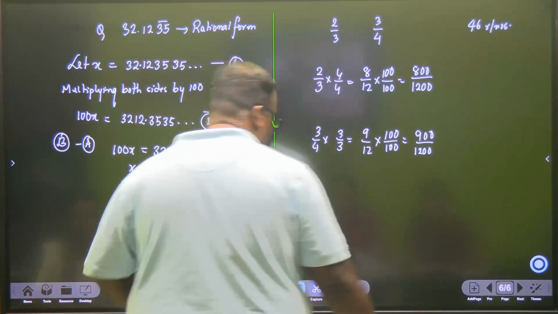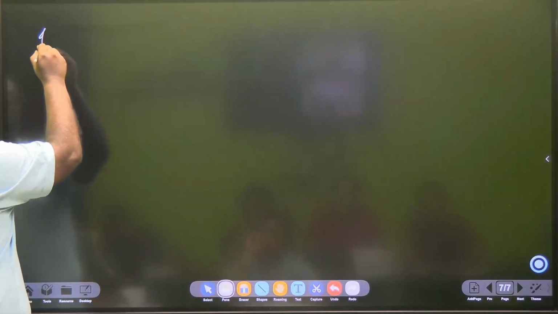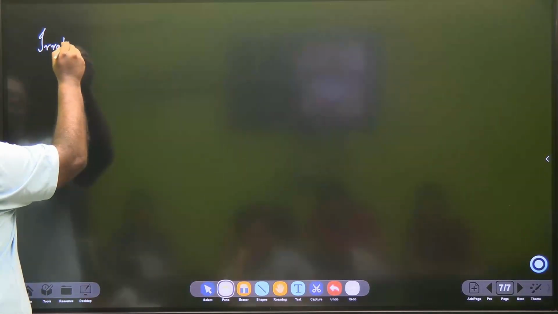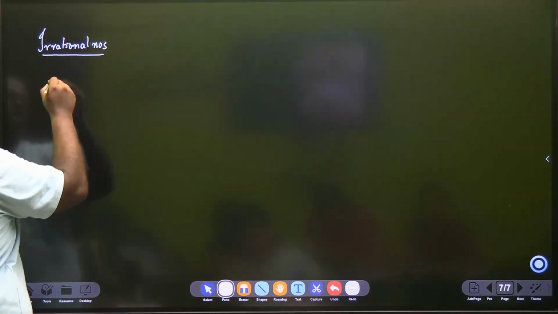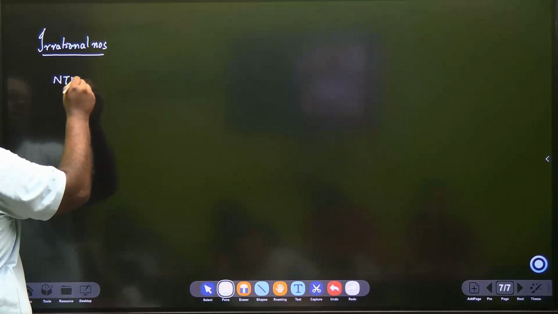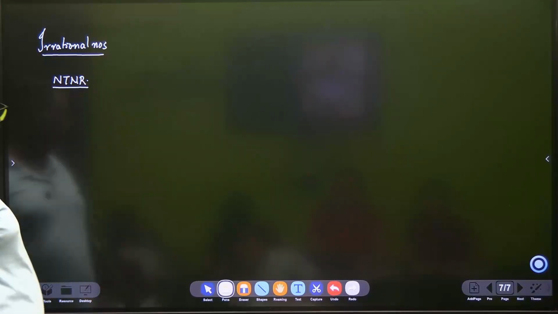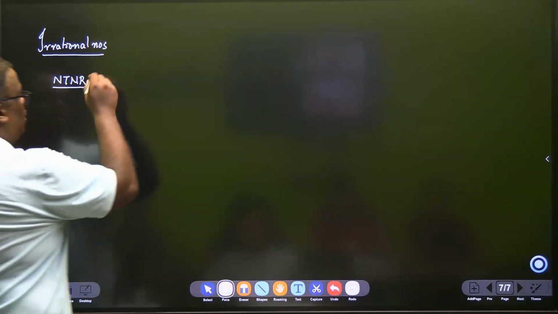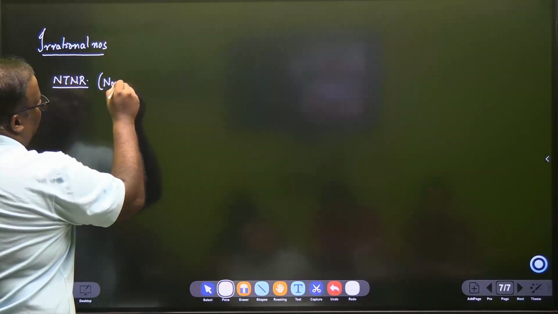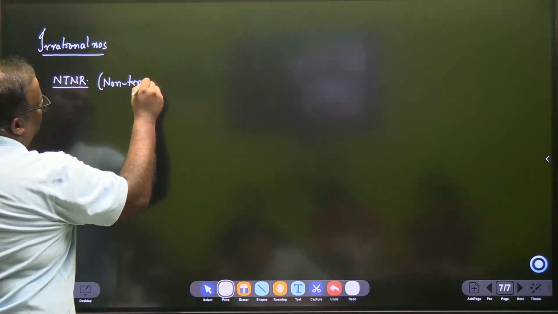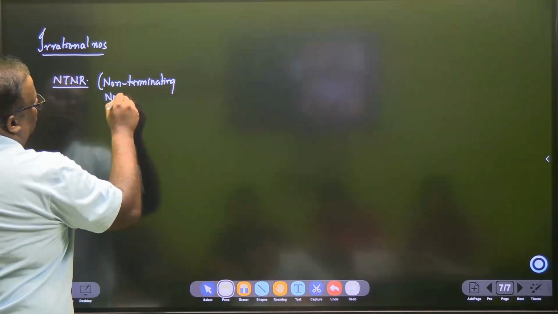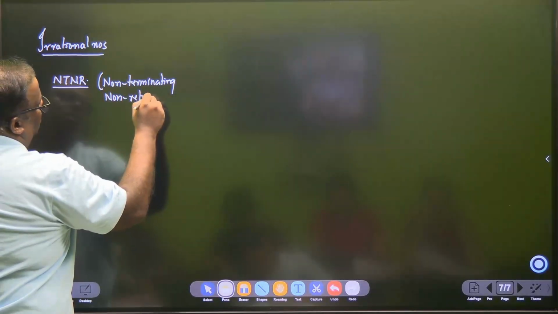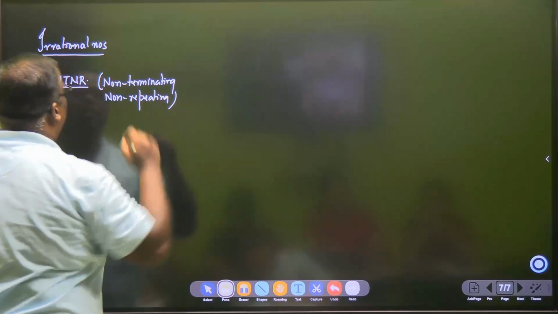Still have time. Our next discussion for this chapter will be irrational numbers. And I told you, irrational numbers will be of the format NT-NR, non-terminating, non-repeating. So here you won't find any pattern. Non-terminating, non-repeating. So what all will be learned in irrational numbers?